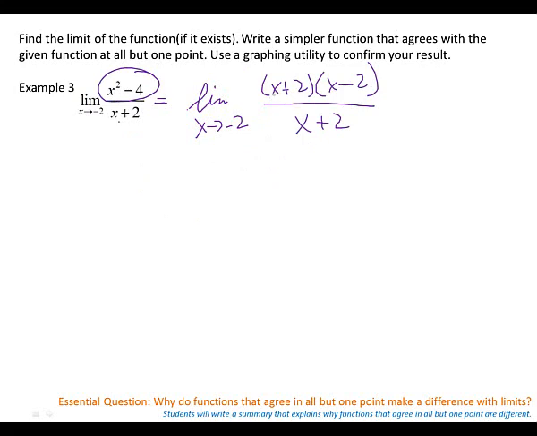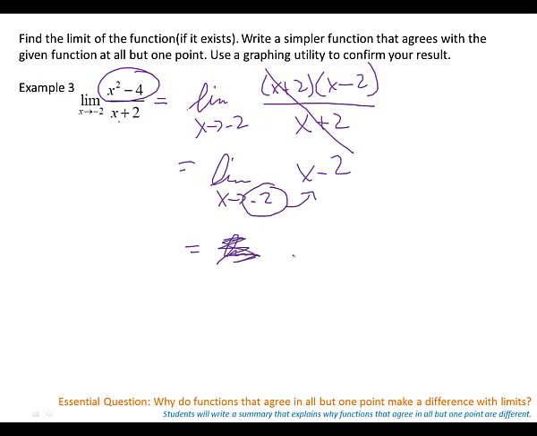Alright, what's going to cancel? So my hole would be at x equals negative 2. Okay? So I've got the limit as x approaches negative 2 of x minus 2. What are we going to do with this negative 2? Plug it in. So we've got the limit, oh, not the limit, I keep writing the notation wrong. Negative 2 minus 2 is what? Negative 4 is where the limit would be.